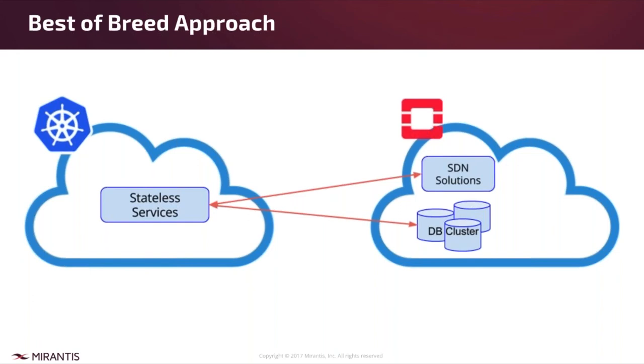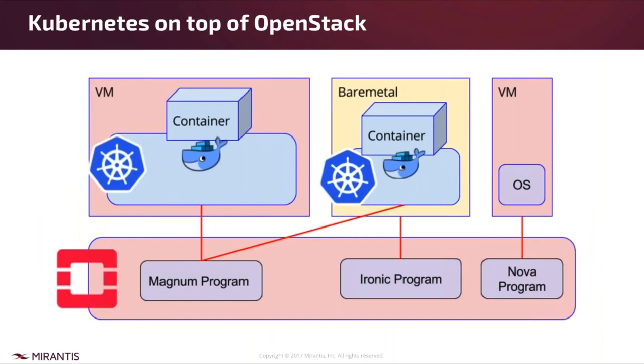Maybe you want to do something really out there, develop applications for your SDN solution on Kubernetes, and then have that communicate with your SDN controller through APIs. And secondly, you can have Kubernetes on top of OpenStack. So in this model, OpenStack is the underlying platform for deploying and managing Kubernetes, as well as traditional VMs.